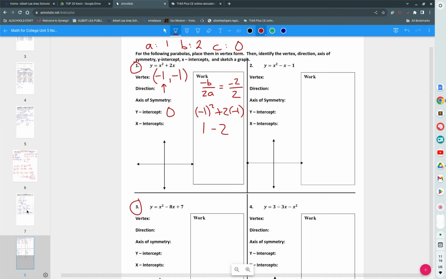The last thing I need to do to be able to graph this is find the x-intercepts. How do we find the x-intercepts? What do we plug in 0 for? Plug in 0 for y. So 0 equals x squared plus 2x. How does that factor? Take out an x, a common factor. So 0 equals x times x plus 2. So what are the two x values for your x-intercept? 0 and negative 2.